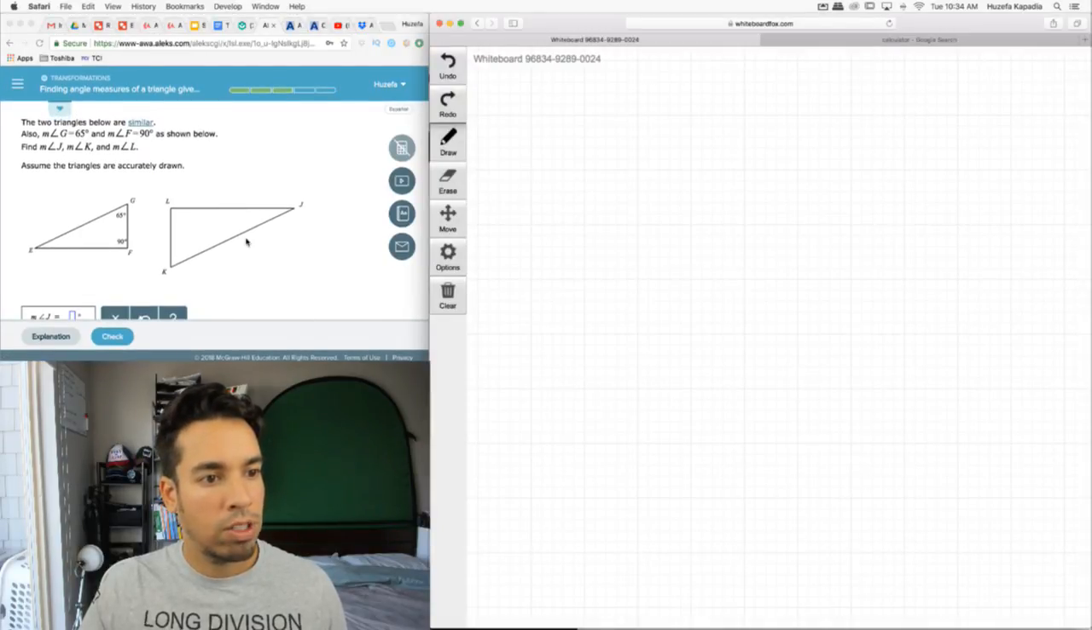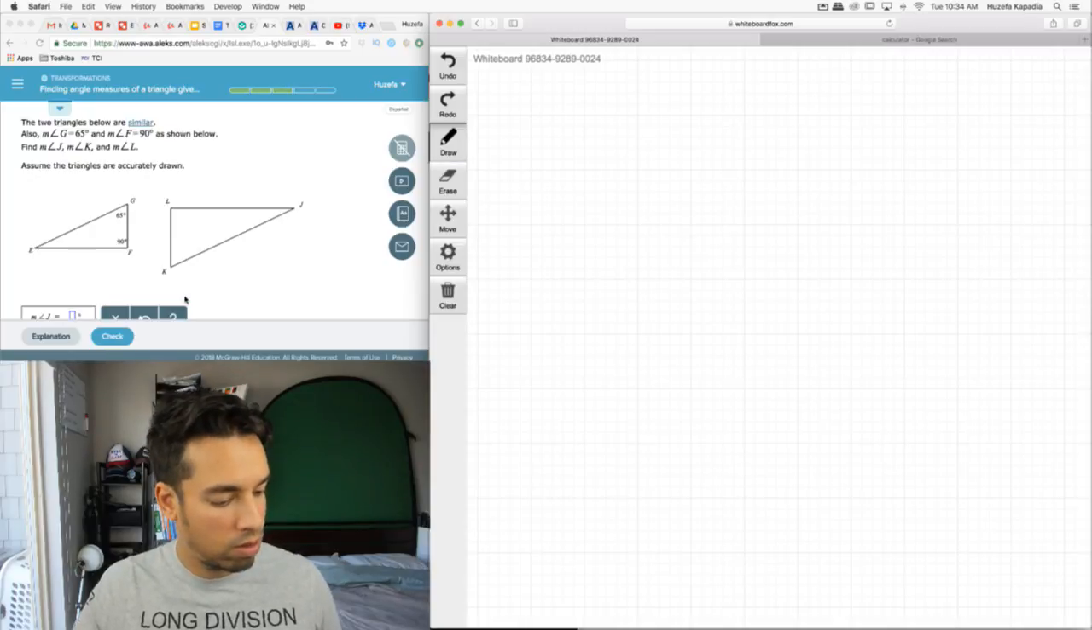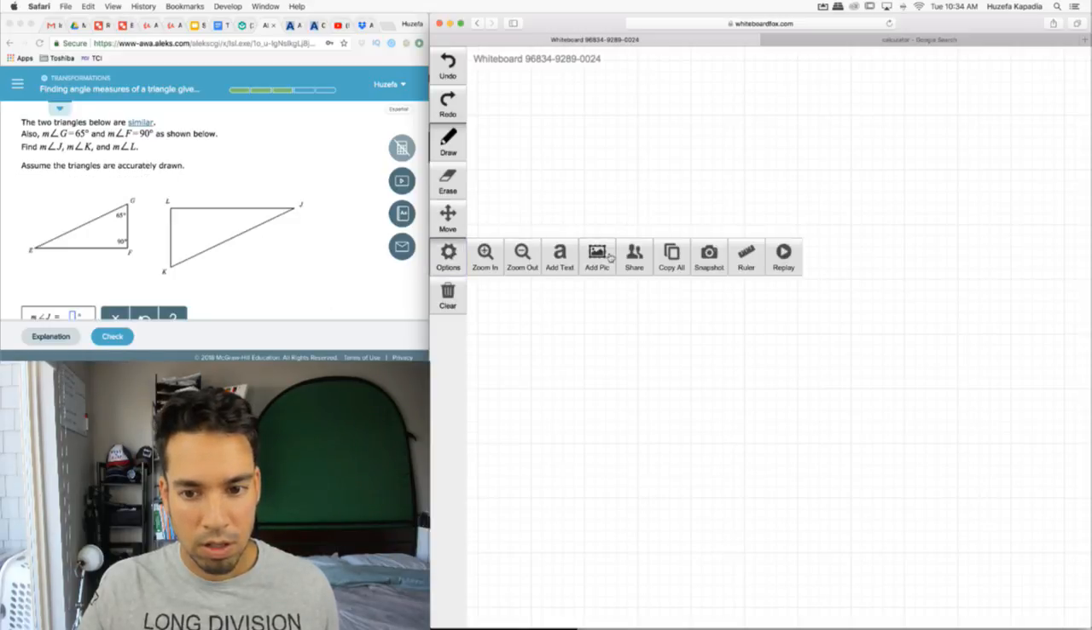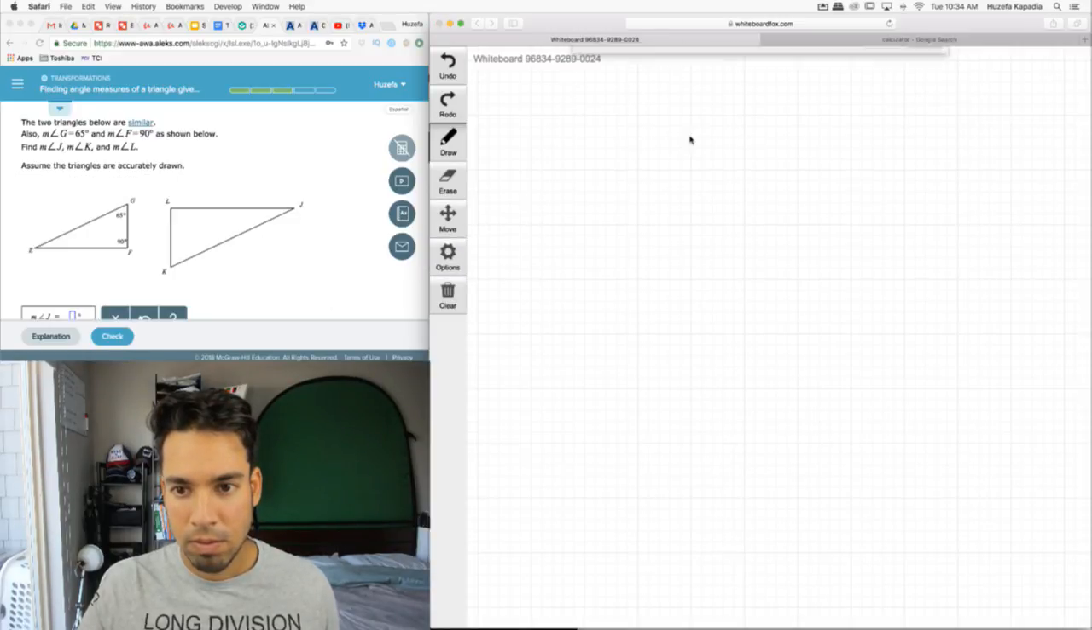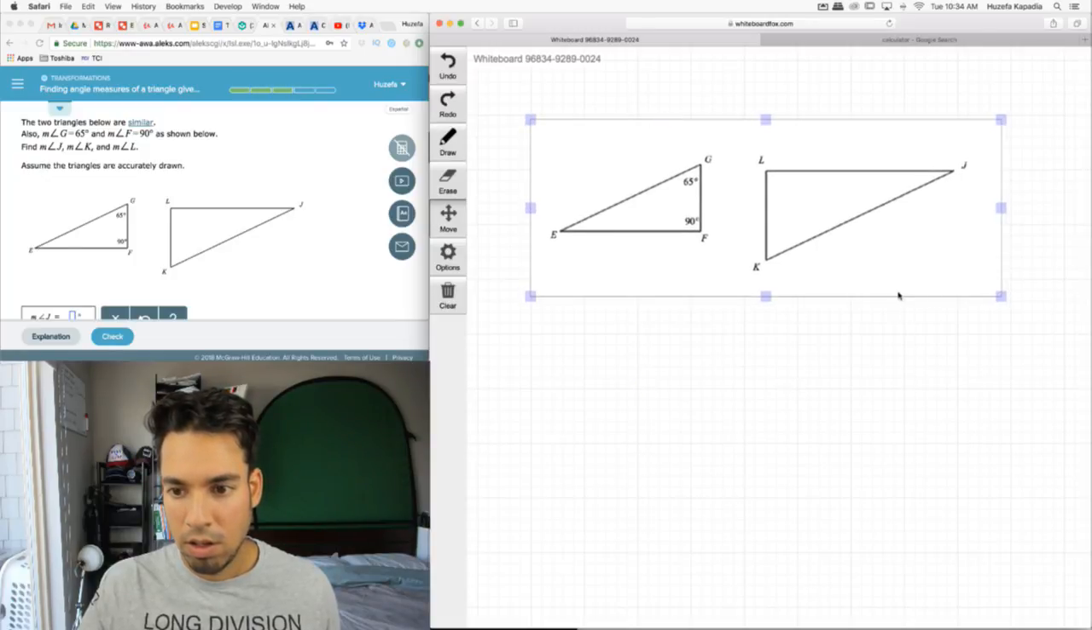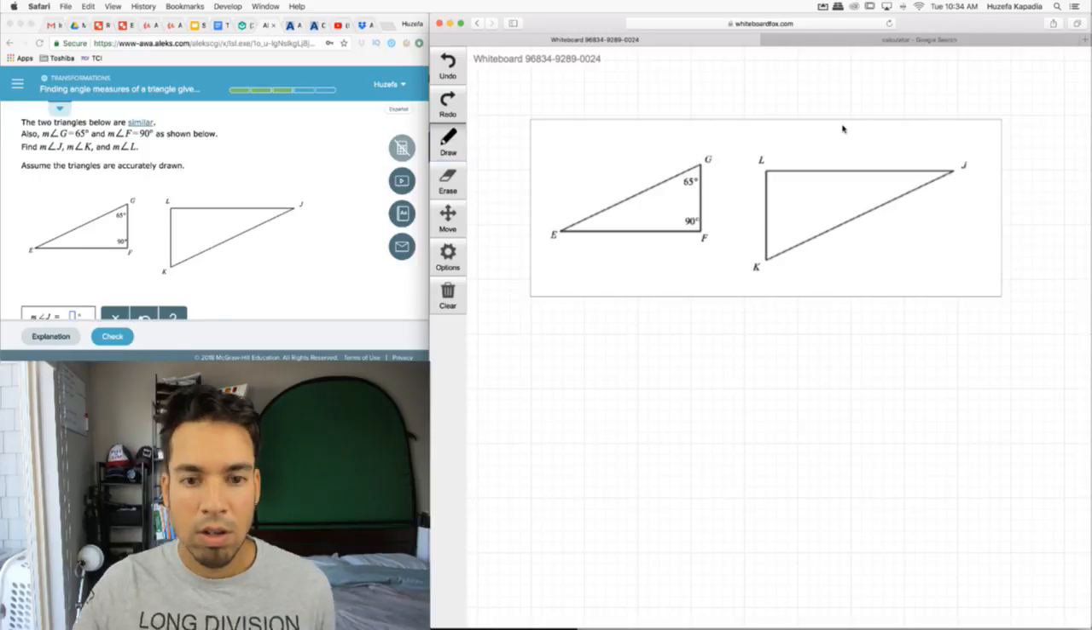All right, the two triangles below are similar. Also, same deal here. Okay, next 65, 90, and E. So now we got to find these angles.